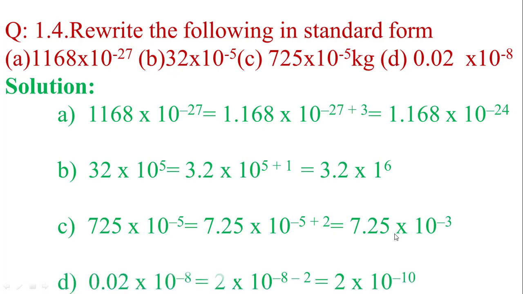In the D part, we can see that 0.02 multiplied by 10 raised to power minus 8. The decimal place moves from right to left, so the power will be negative. Here we count 1 and 2. We write 2 multiplied by 10 raised to power minus 8 minus 2. So minus 8 and minus 2 gives 2 multiplied by 10 raised to power minus 10.